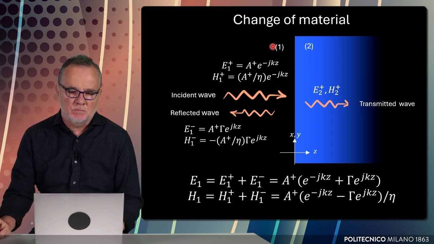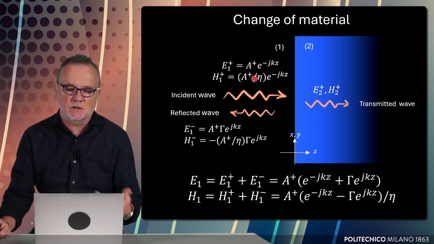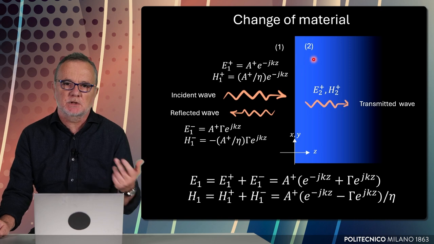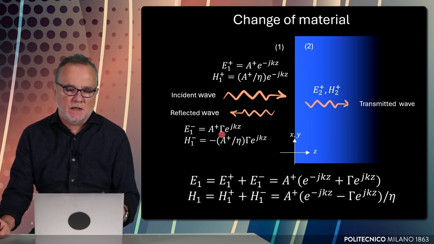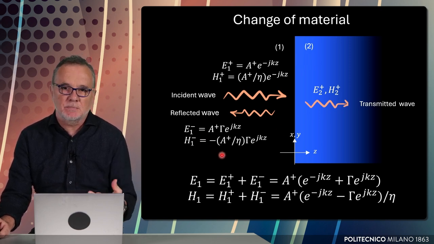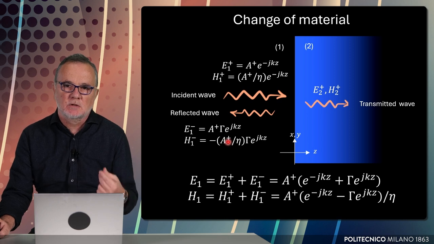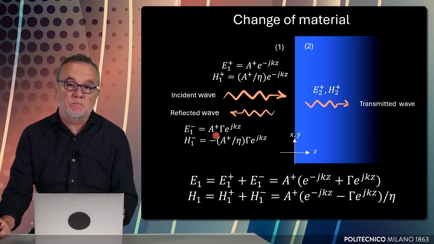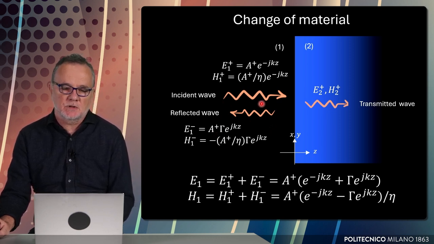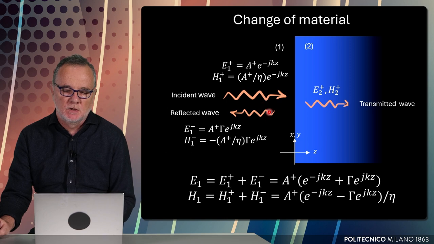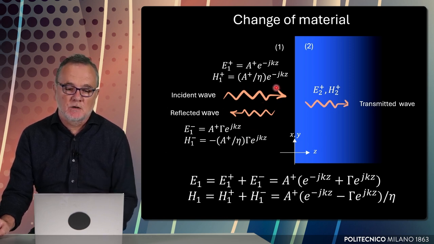We concentrate on what happens in material 1, in which there are two waves that are summarized here. Particularly, we see that the incident wave is characterized by a generic amplitude A+, and the reflected wave, whose amplitude is A-, written in terms of the reflection coefficient. Therefore, A- is A+ times gamma. As you see, the reflected wave propagates in the opposite direction as the incident wave. We want to study what happens due to the simultaneous presence in space of these two waves.